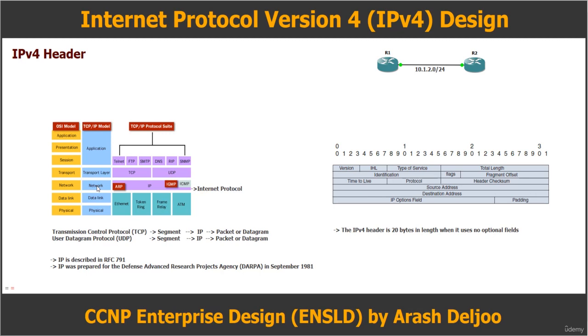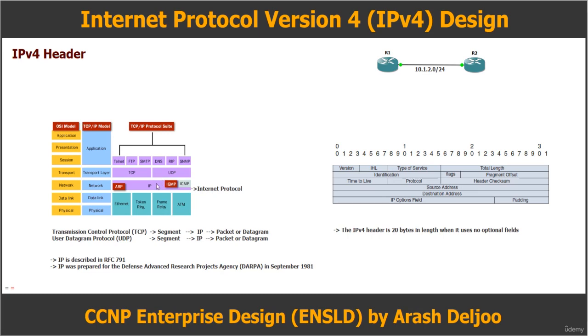And also, you know that IP is the abbreviation of Internet Protocol. And also, we know that the transport protocols means TCP and UDP. TCP is the abbreviation of Transmission Control Protocol, and UDP is the abbreviation of User Datagram Protocol. They should create a segment, and after that, the segment should be sent to the IP or Internet Protocol. As you can see here, TCP and UDP should send their segments to the IP.